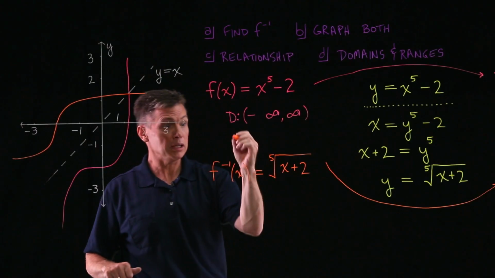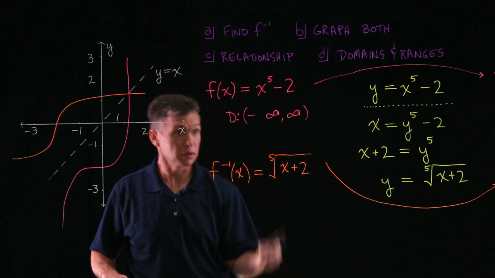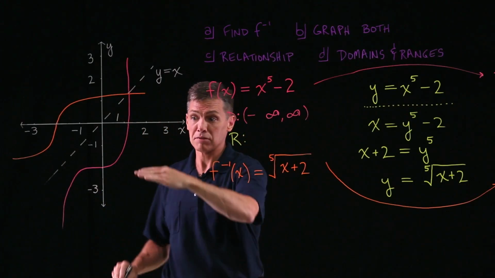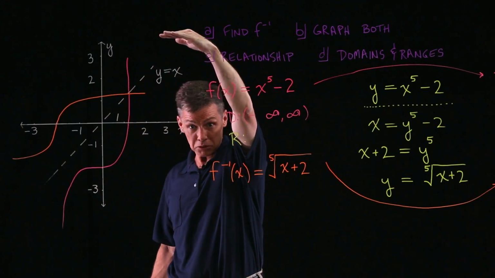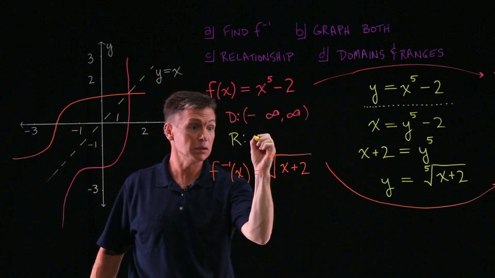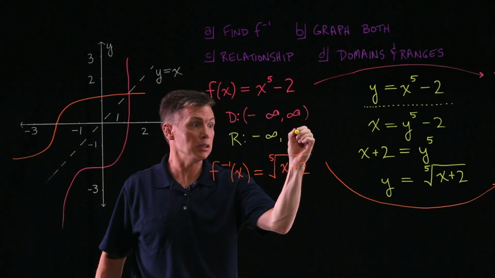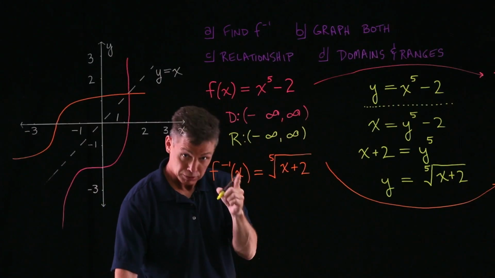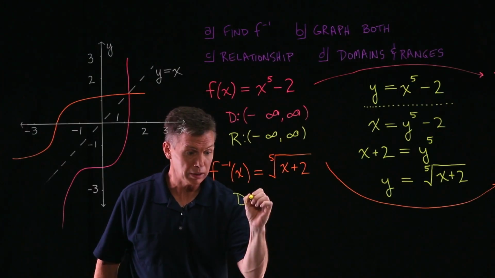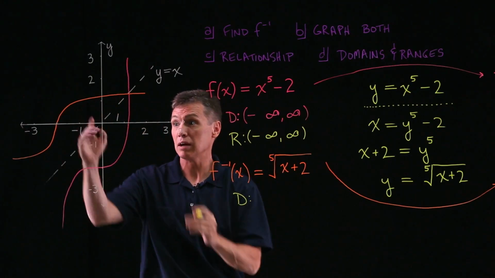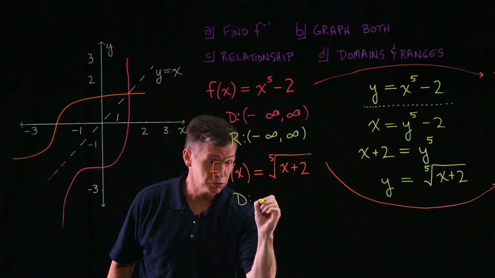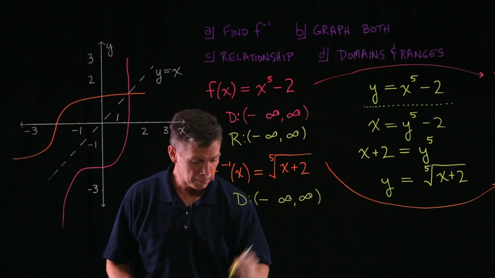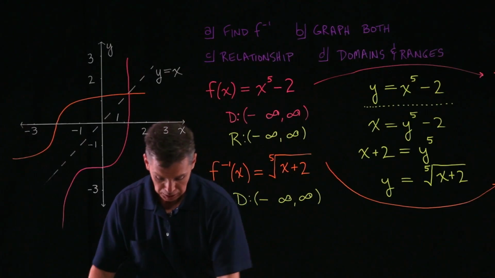Now your range, let me switch. Your range for f of x, again, I'm glad we have the graph. Now you're looking at how far up the y values go and how far down the y values go. That's also negative infinity to infinity, right? Okay, your f inverse function, its domain. Now I'm looking at the orange graph, domain, x values forever to the left, forever to the right. So my domain is negative infinity to infinity.